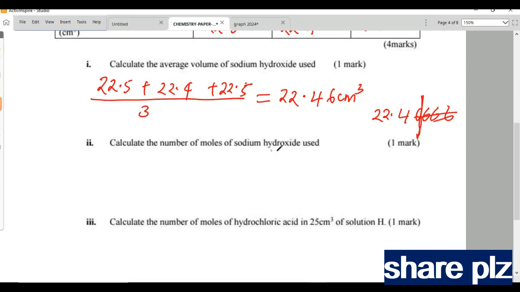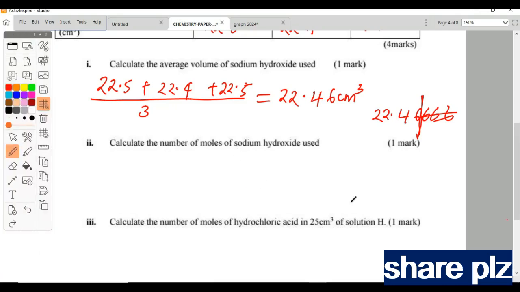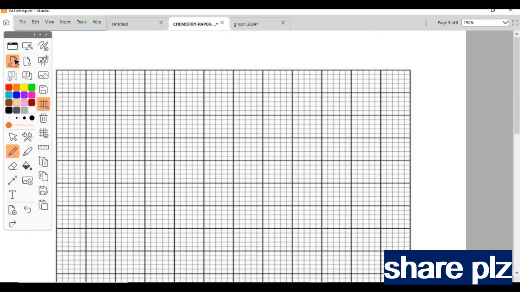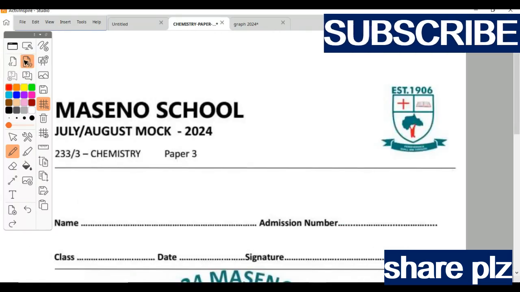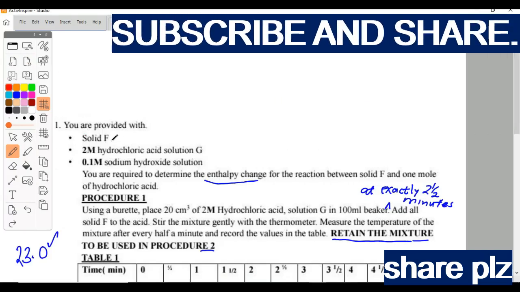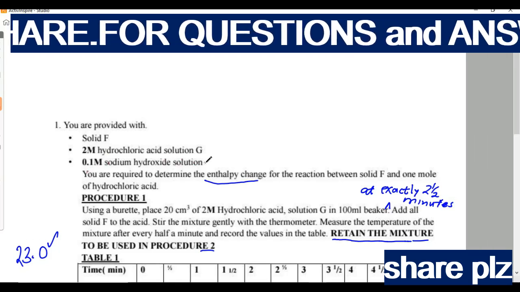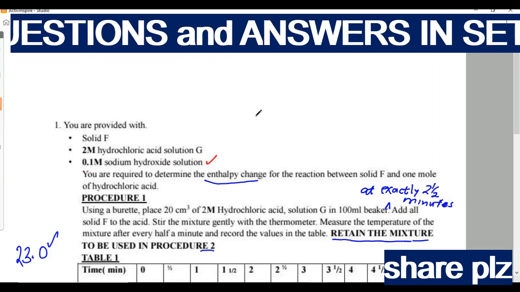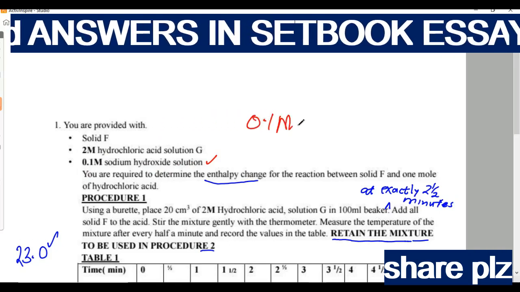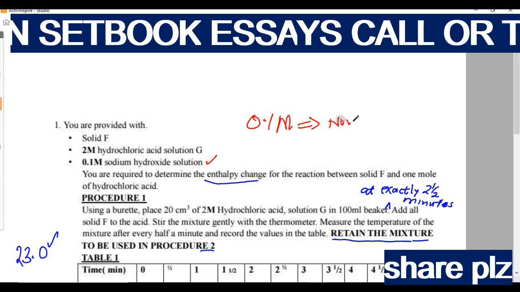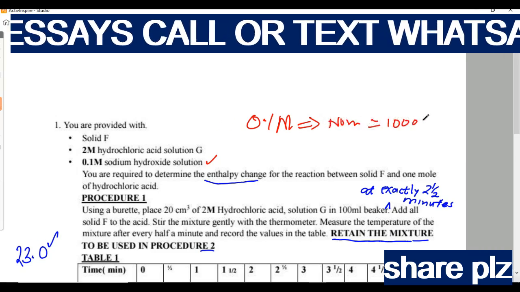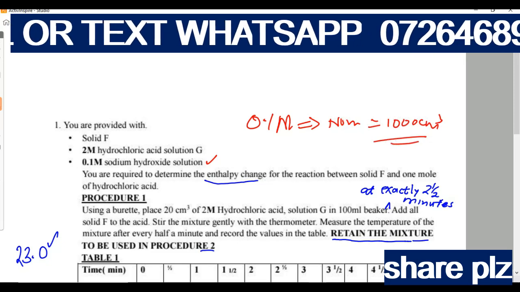Calculate the number of moles of sodium hydroxide used. To know the number of moles of sodium hydroxide used, you go back to what you are provided with. Here you are provided with 0.1 molar sodium hydroxide. That is the keyword. 0.1 capital M implies the number of moles in 1,000 cm³. You should know that.